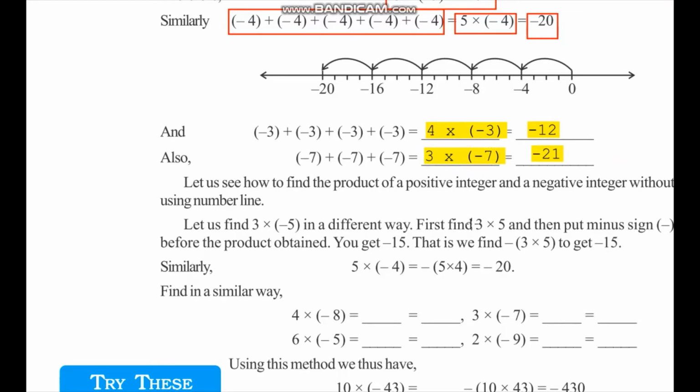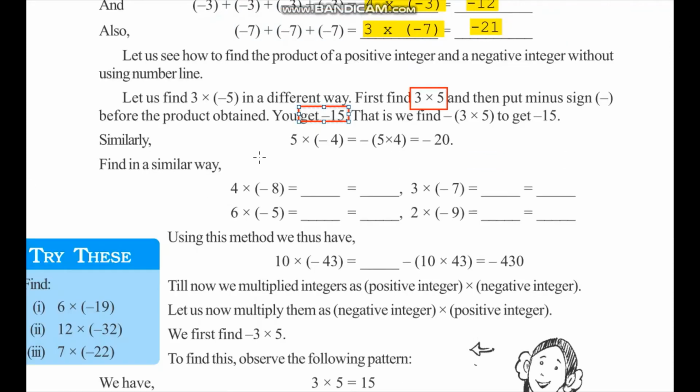So what we need to do first is we need to find 3 times 5. So 3 5s are 15. Next we need to put a minus sign. So the value of this is equal to 15. And next we need to put a minus sign in front of it. Okay, that way you get minus 15. We get minus 15. That is, we find that if we put the negative sign over here, after we find the product of 3 and 5, we get minus 15.